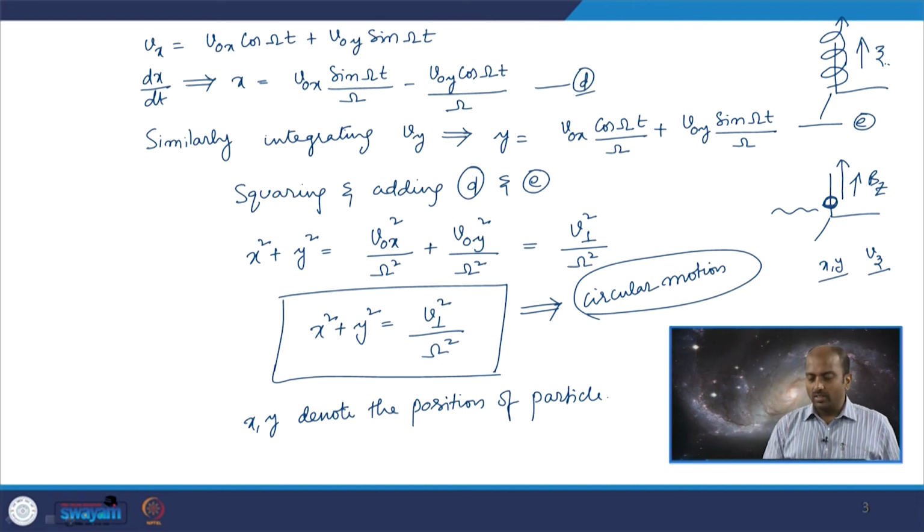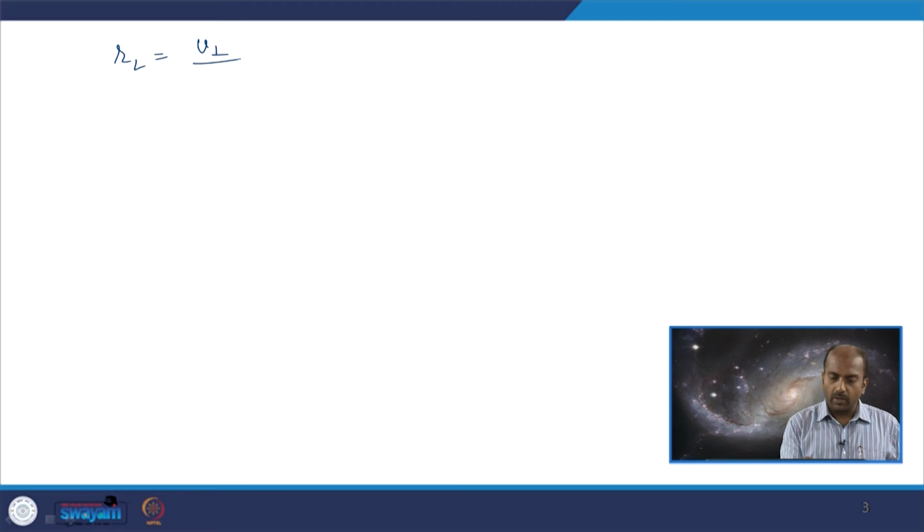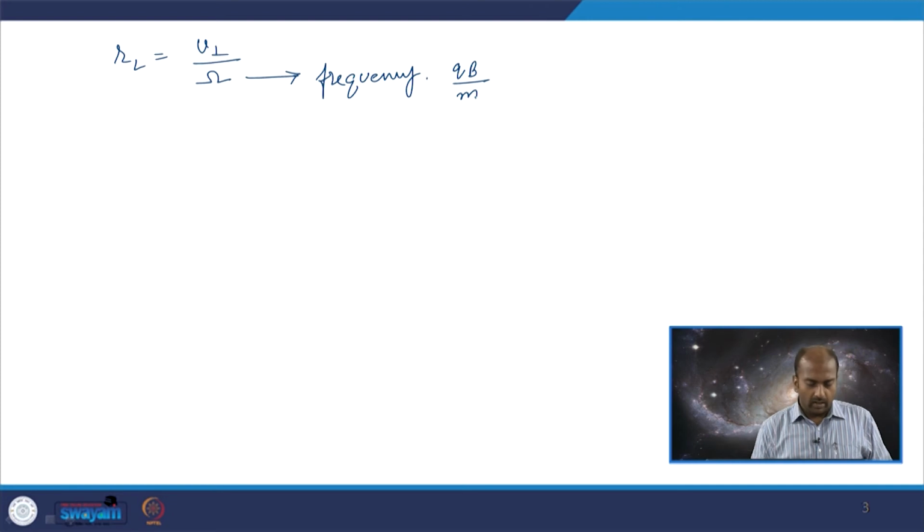Now, we need to find, if this is the circular motion, I mean, on the right hand side, this is of course the radius of the circle, and this is the plane in which the circular motion is executed. Now, let us find the radius of the circle of this circular motion. Okay. Now, we can write the radius RL as V perpendicular by omega. So, V perpendicular is the velocity in the perpendicular direction. Omega, what is omega? Omega is the angular frequency, which is QB by M. If we recollect the relations, omega is the angular frequency which is written as QB by M.